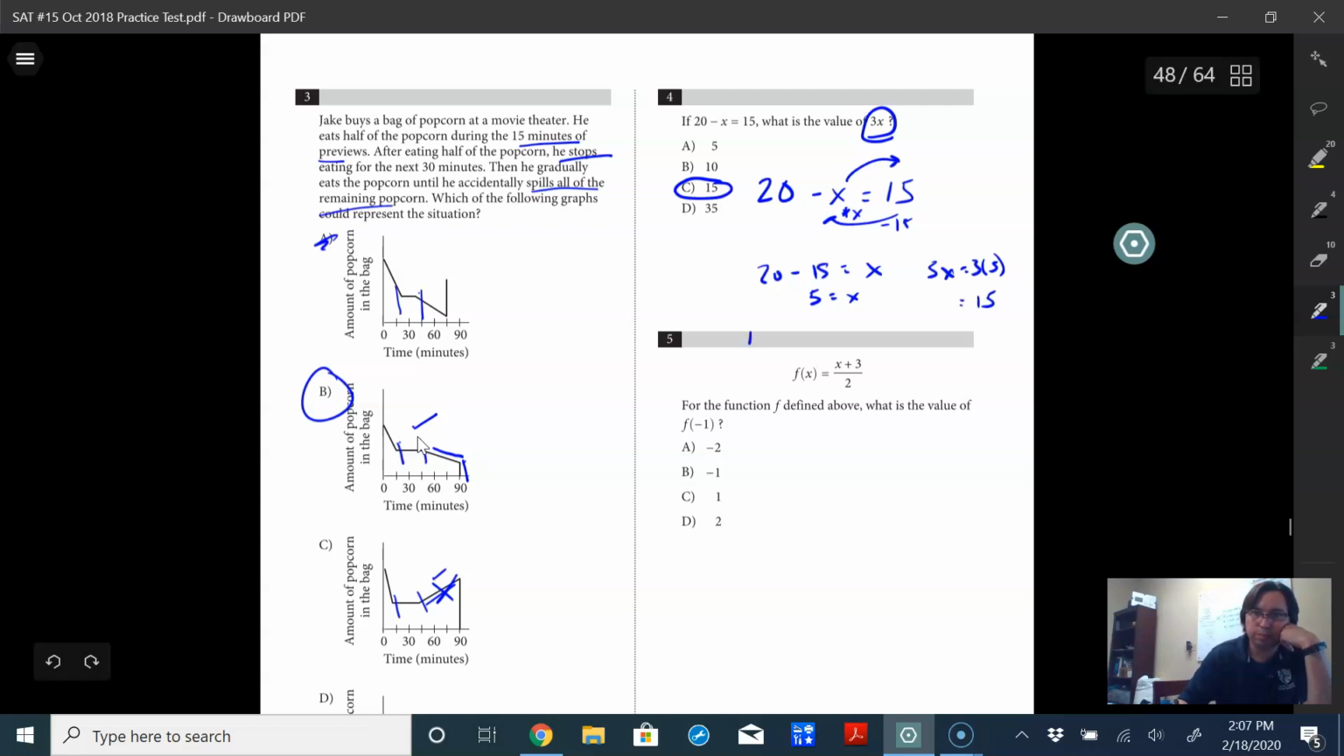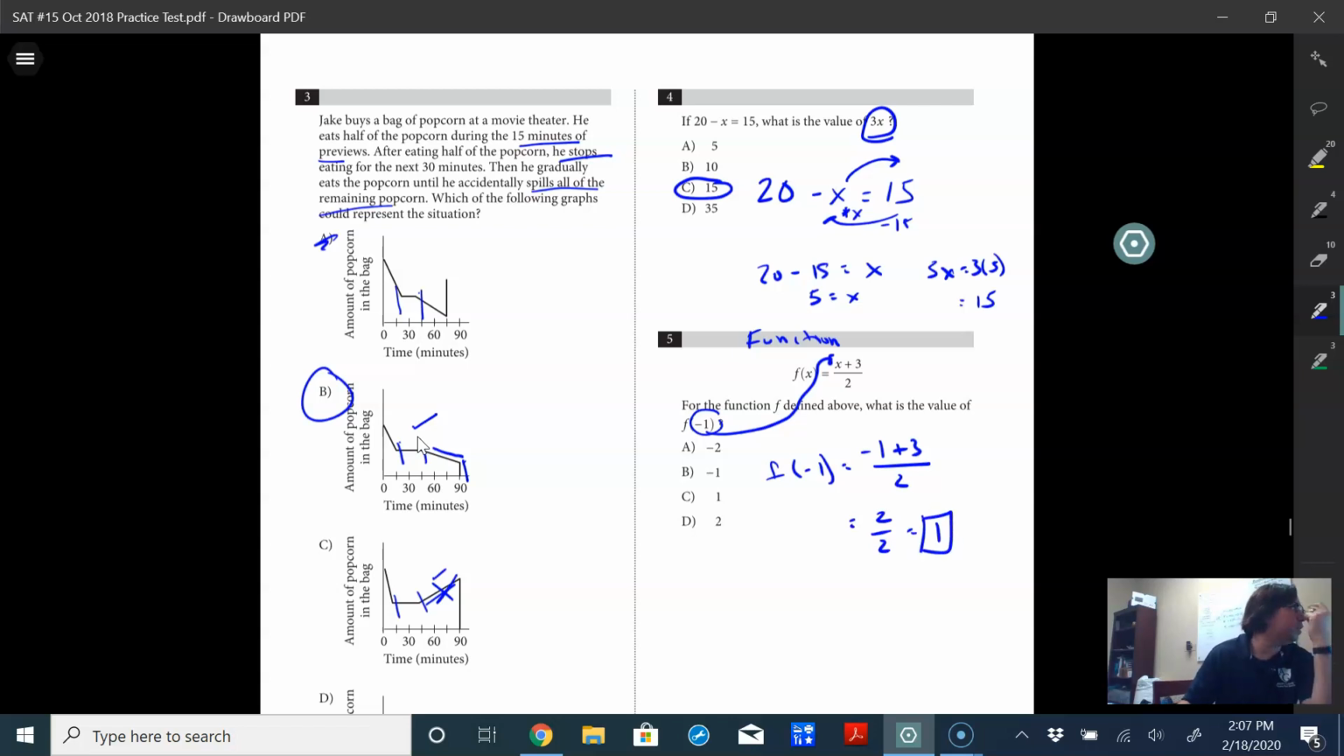Okay. Number 5 is just a typical function problem that's being presented to us. It says, what is the value of f of -1, which we have to take and plug into the function right there. So we see f of -1 is going to equal (-1 + 3) over 2. And then we're given 2 over 2, which is 1, so the answer choice is C on this problem here.